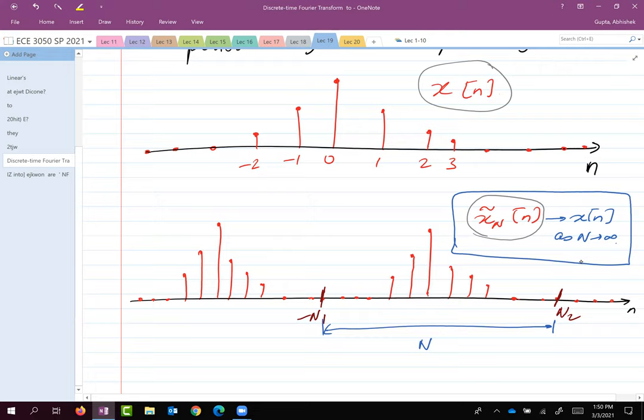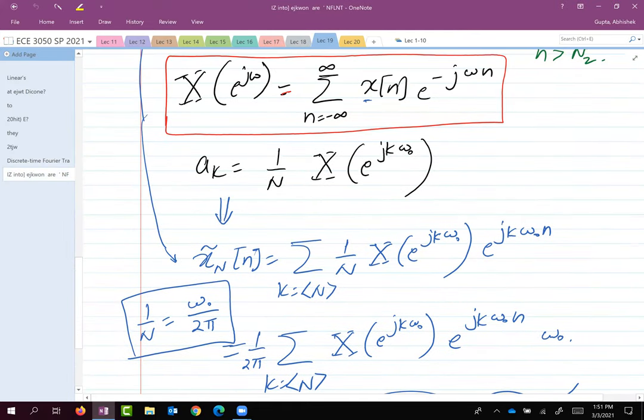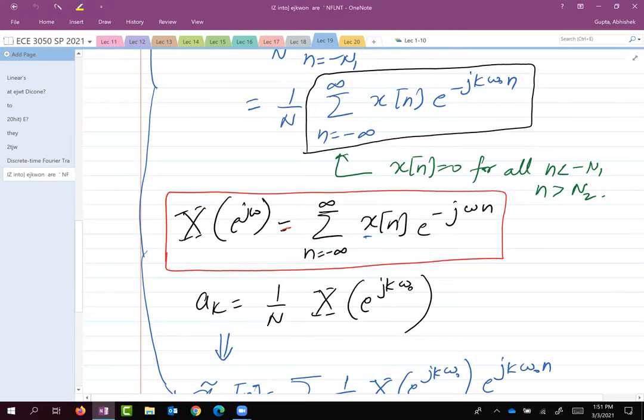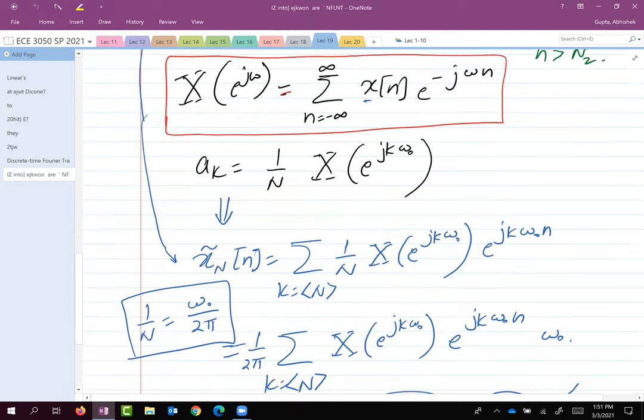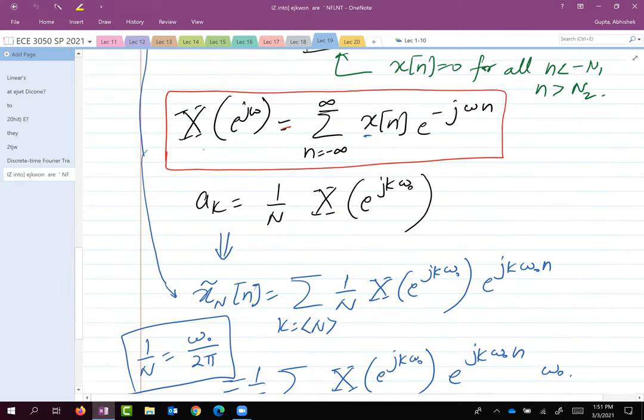Then for x tilde of n, the Fourier series analysis can be done because it's a periodic signal. So we did the Fourier series analysis, and after going through a straightforward derivation, we converged to two equations. The first is we defined X of e raised to j omega as the summation of x of n, which is the original aperiodic signal, times e raised to negative j omega n. This summation is over n from minus infinity to plus infinity. So that was the first equation.